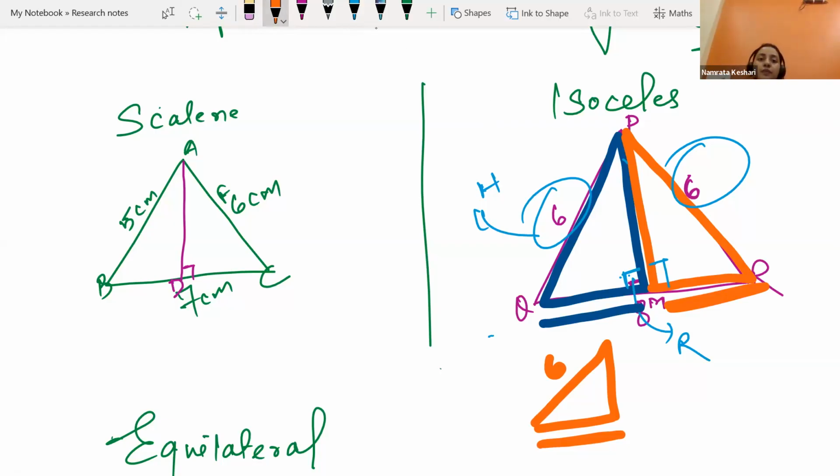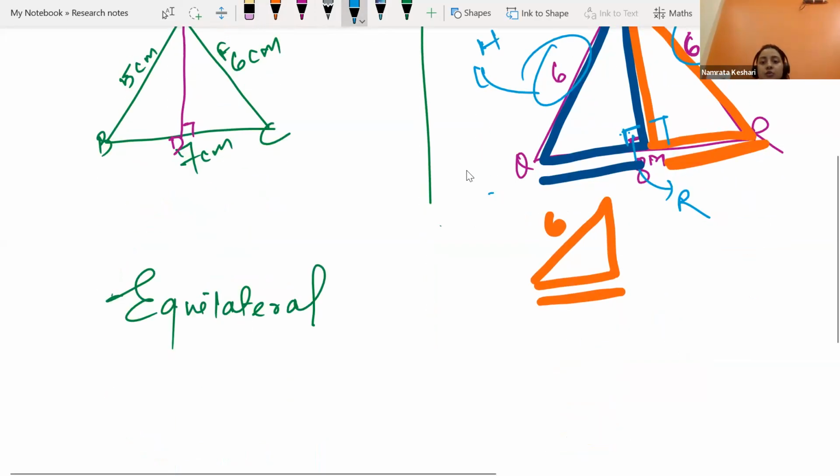Yes or no? Do we need it for finding the height? Oh yes, we need it. For finding the height, we need it. Now we can focus on our right angle triangle, and easily by Pythagoras theorem we will be able to take out the height. Getting it?